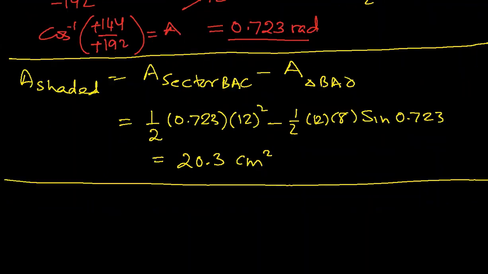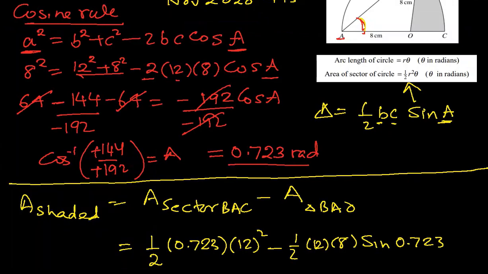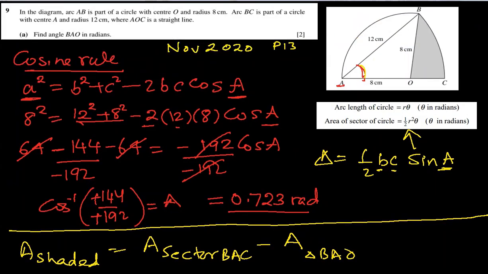What about part 3? Part 3, they said, find the perimeter of the shaded region again. So this time it's perimeter. To find the perimeter, we should know what we have to add. Some of them we already know. This is one of the lines around the shaded part, so 8 centimeters is one of the sides. The total is 12 because this is also the radius for the sector. So we know this is 4 centimeters now. 8 plus 4 will be 12. So 8 and 4 are known to us.